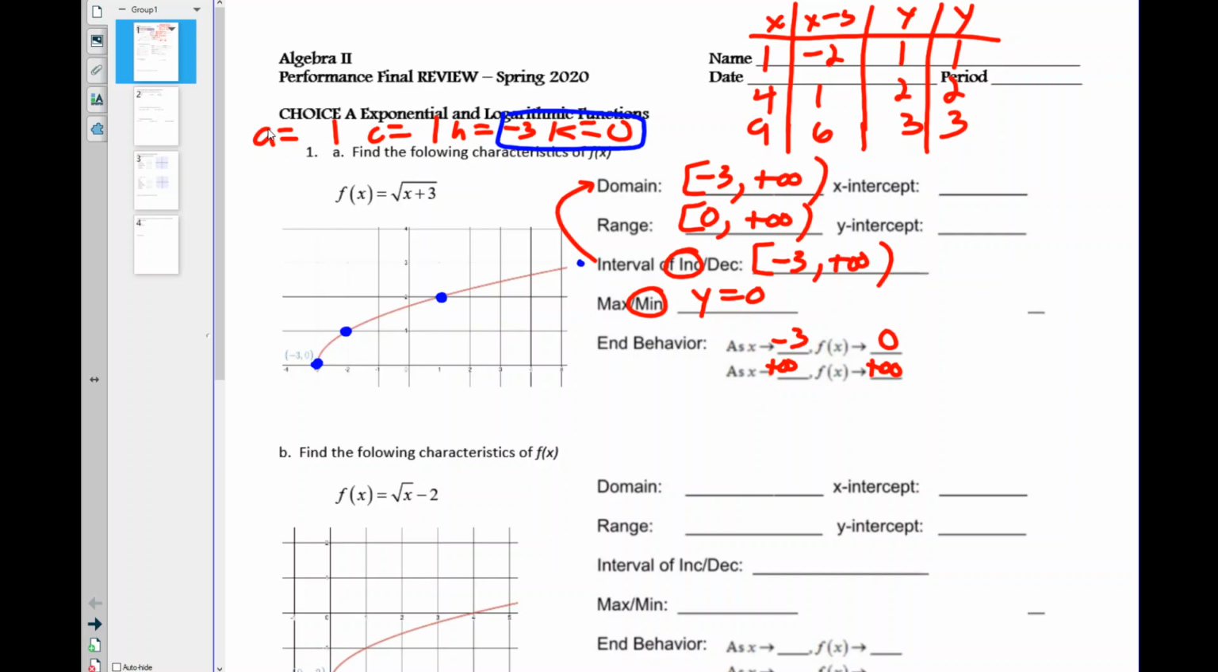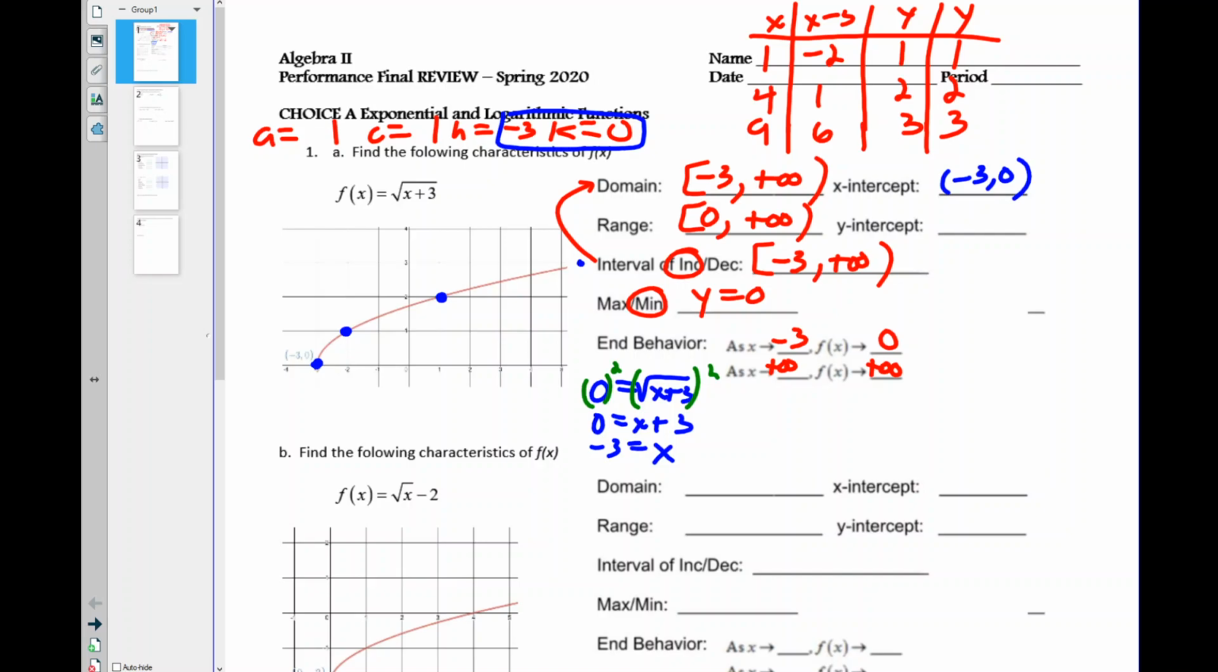How do we find an x-intercept? By plugging in a 0 for y. So if I do that, it would be 0 equals square root of x plus 3. Alright, how do I get rid of the square root? Square, but if I square 0, that still gives me 0. So x ends up being negative 3. So the x-intercept is at negative 3 comma 0.